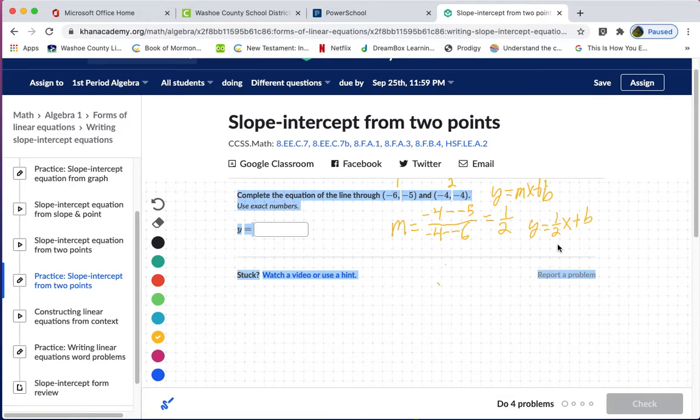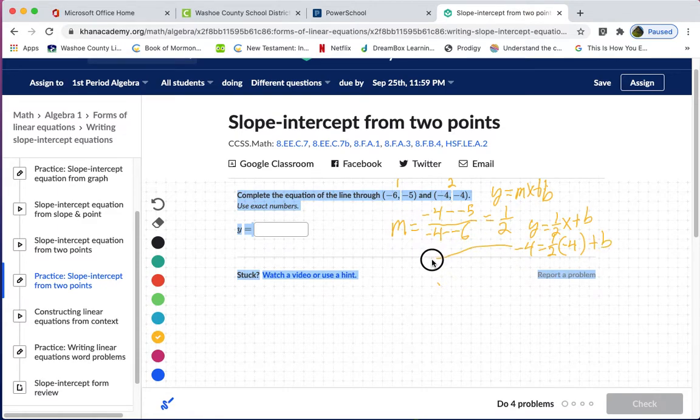Okay, so now let's plug in a point, and it doesn't matter which point you use. You can use the -6, -5, or the -4, -4. I'm just going to use the -4, -4 because that looks like fun. So y equals -4. I'm going to plug these in, right? So -4 for my y, 1/2 x is also -4, so I'm going to plug in a -4 right there, plus b.